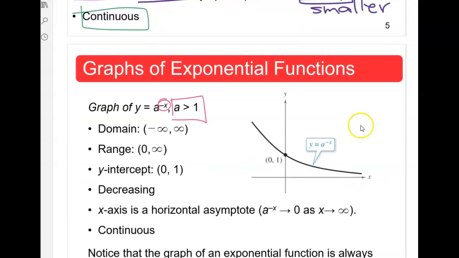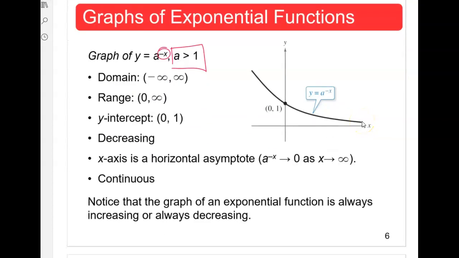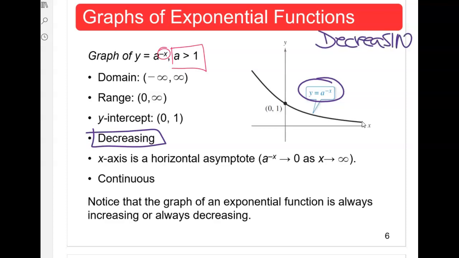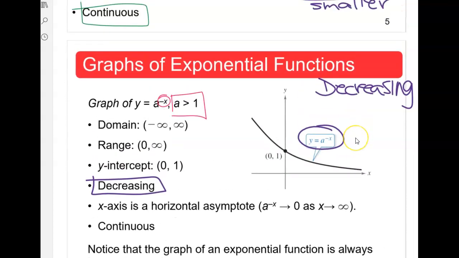Okay, and let's go here. So if we make that exponent negative, we will have that reflection. This graph is said to be decreasing, and we refer to this behavior as exponential decay.